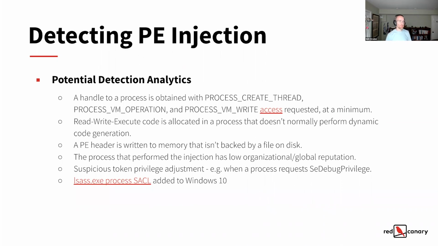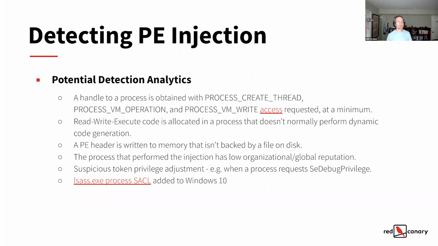Another possible heuristic would be that a PE header would be written to memory that isn't backed by a file on disk. Now, this is an assumption, of course, because an attacker, since they're already writing their own position-independent code, there's no hard requirement that they must write a PE header into the memory space of another process. But lots of malware does.